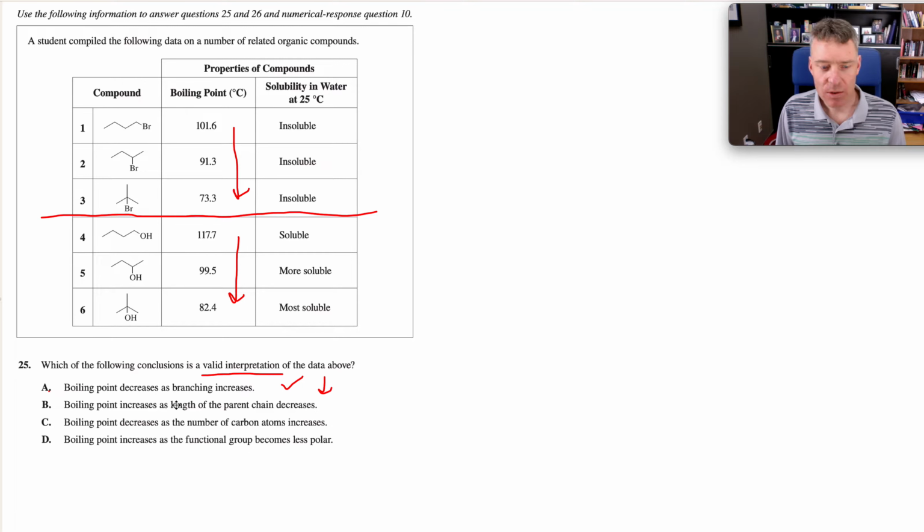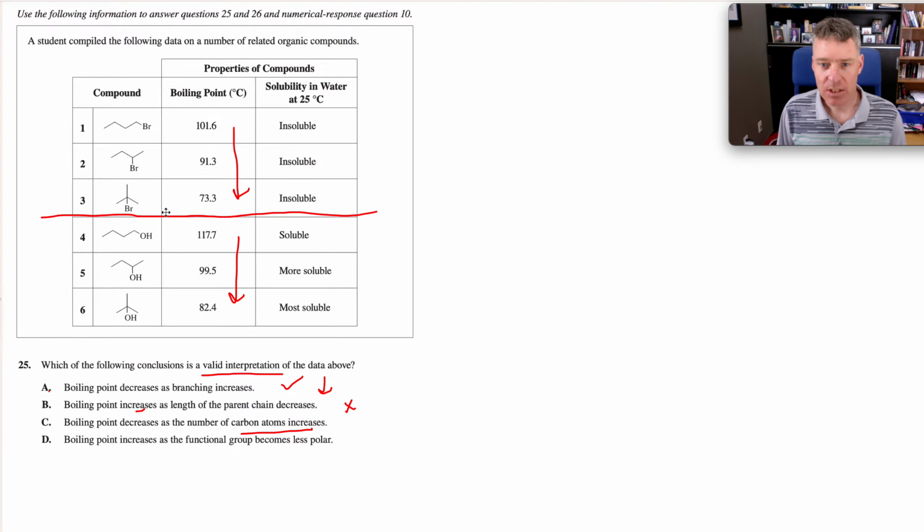Boiling point increases as the length of the parent chain decreases. So if we have a smaller chain, the boiling point's going up. Here we have a chain of 4 carbons, then 3, and then 3 again. So that's not really a nice manipulated variable, and the boiling point is not going up. If anything, the trend is down. So this one is just definitely wrong. C, boiling point decreases as the number of carbons increase.